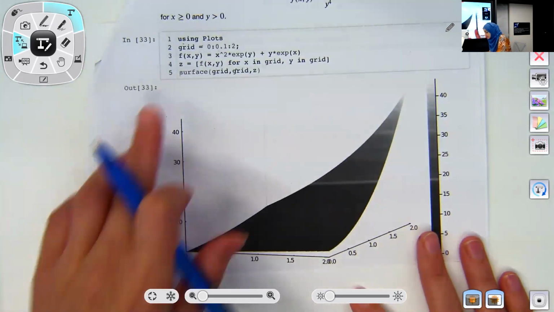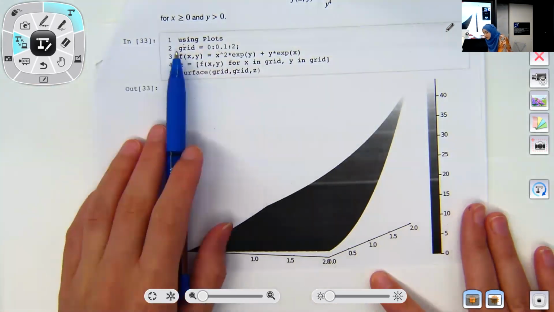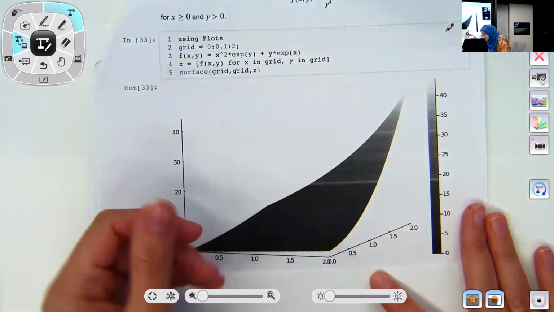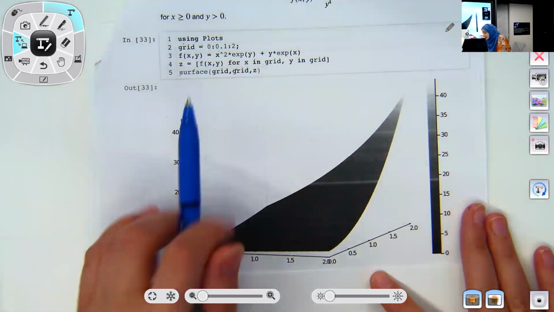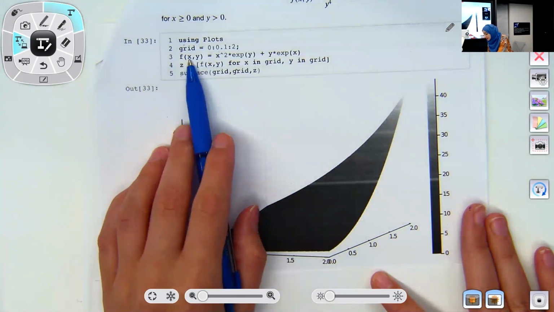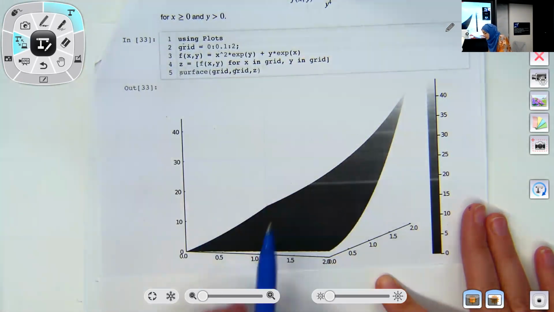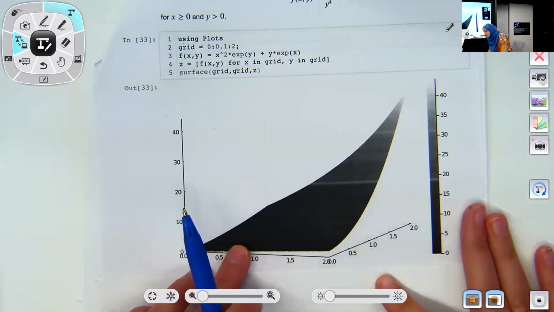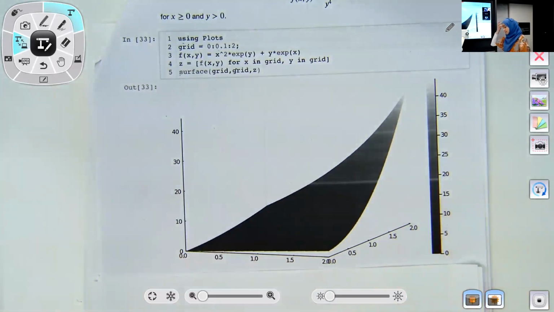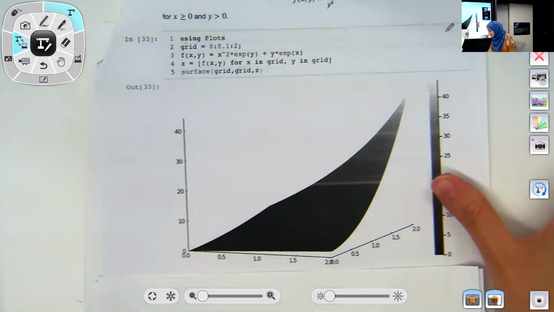Here we use the plots package, and you need to use the grid so you can split into many numbers, and you define the function f of x, y. After that you try to draw this function. If you look here, this function is a convex function, and all the time it's an increasing function. Now we need to find the Hessian matrix for this function.